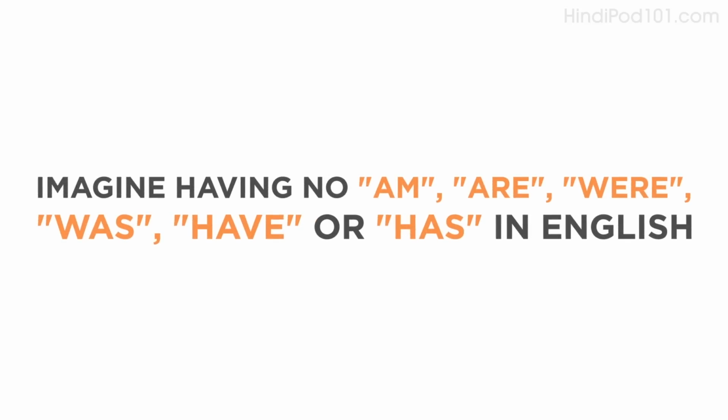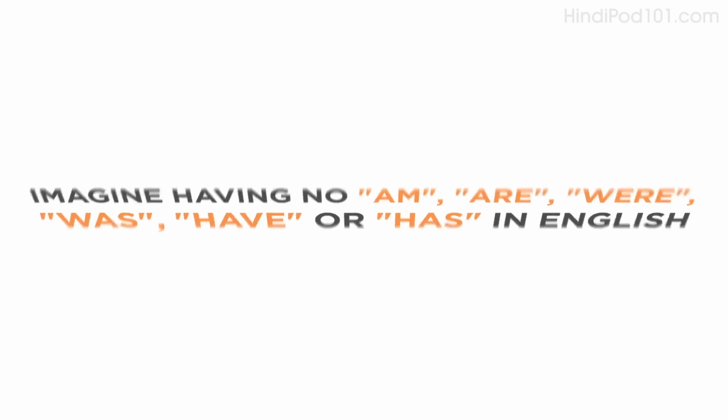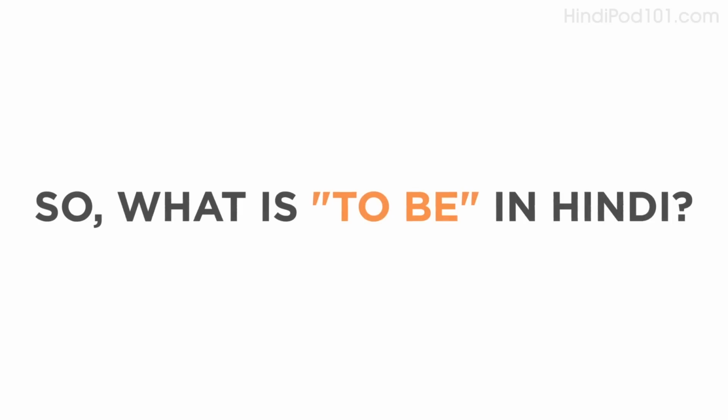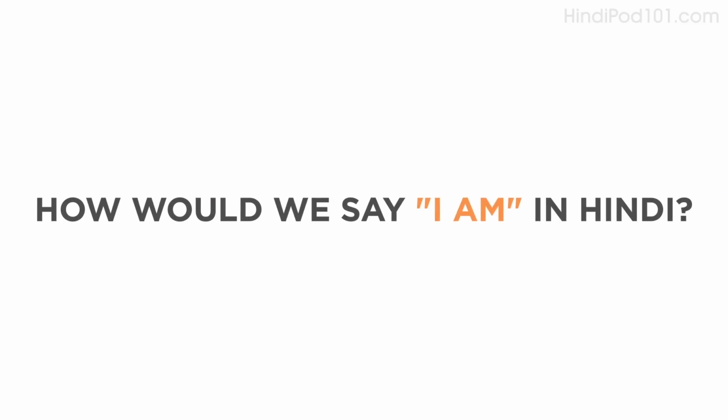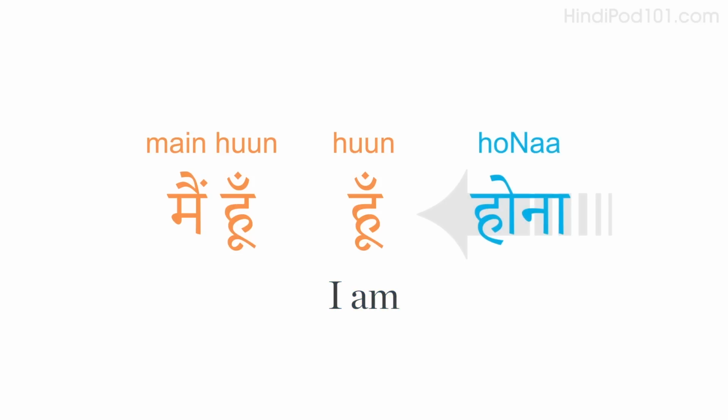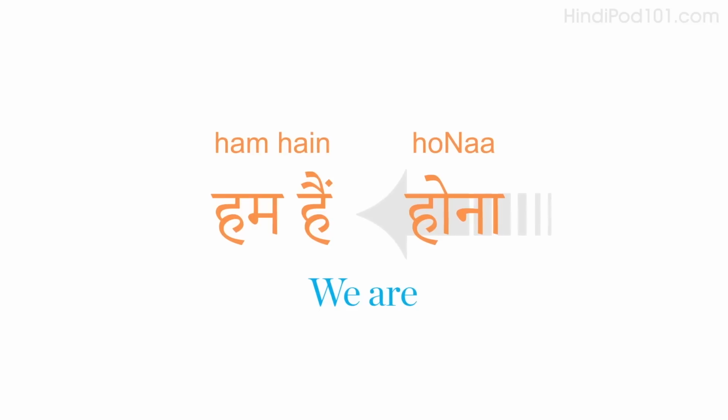Imagine having no am, are, were, was, have, or has in English. There would be no sentences. So what is to be in Hindi? It is होना. How would we say I am in Hindi? For I am, होना changes to हूँ. मैं हूँ. We are becomes हम हैं, where होना changes to है.